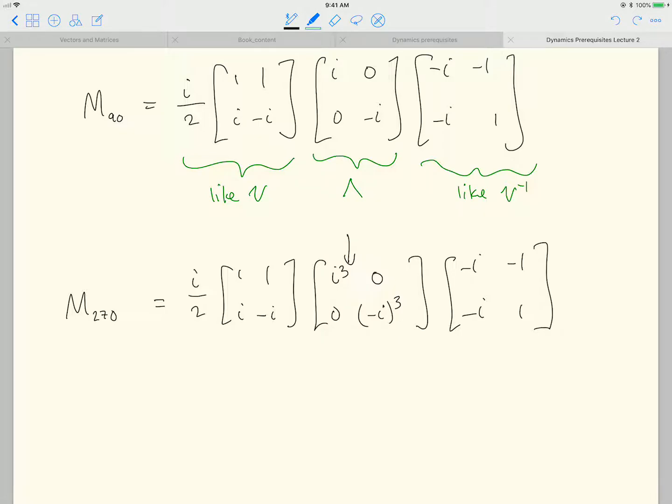Does it really come out? When we multiply these three things, do the imaginary parts cancel? And do we end up with a real matrix that represents 270-degree rotations? So let's go through that. So i cubed, well, that's i squared times i, so that's like minus i. And minus i cubed is like minus 1 times minus i. So that's like i.